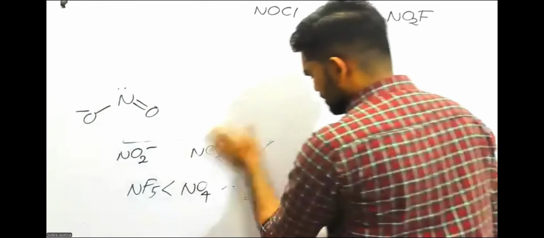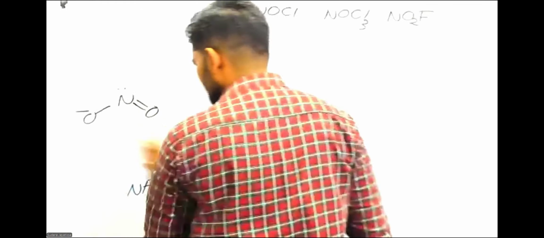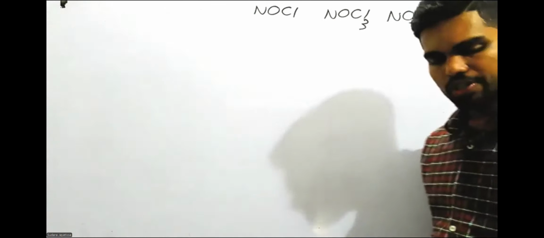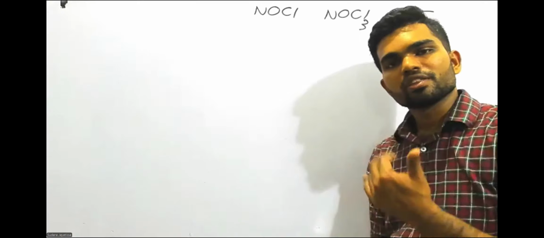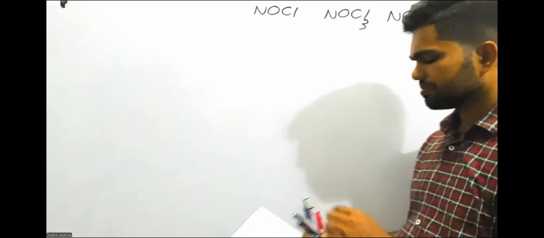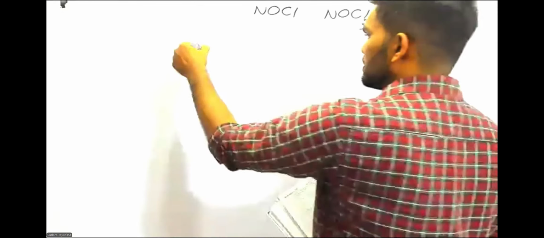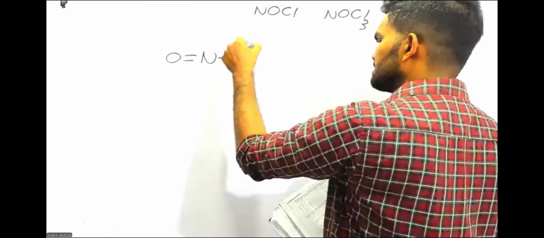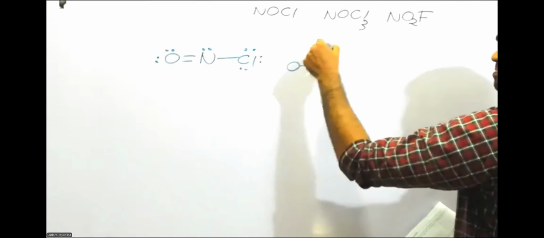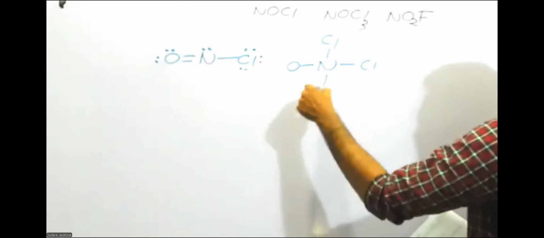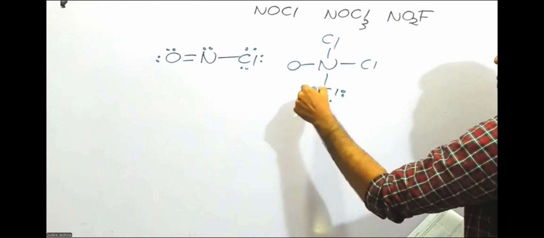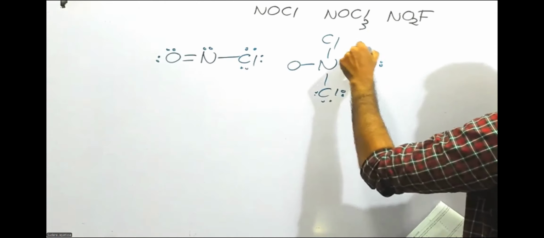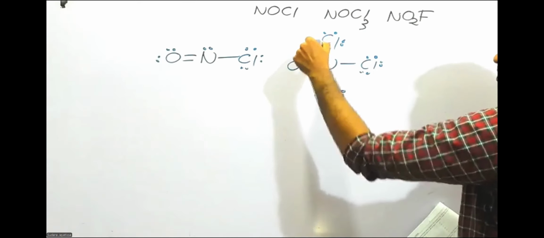NO2F. So the NO bond length is higher if it has more single bond character. If it has double or triple bond character, what will happen? The bond length will be low. Right. So if you take NOCl, nitrogen is the central atom. You have a double bond. You have to keep the octet intact too, so you can't make any 5 bonds. Only single bonds.